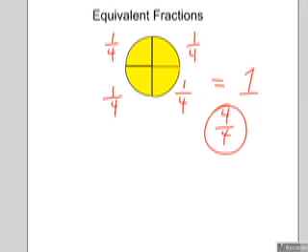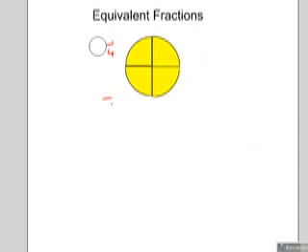Very good. So when we have the numerator and the denominator the same, 4 over 4, 5 over 5, 6 over 6, we have one whole. Is that correct? Good. Well, now we're going to look at how we can make some equivalent fractions out of our numbers. So I'm going to go ahead and delete these two portions.